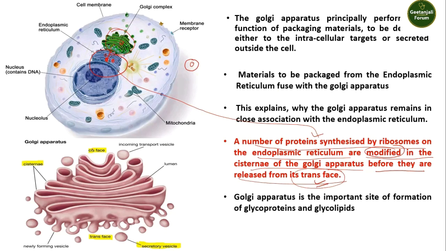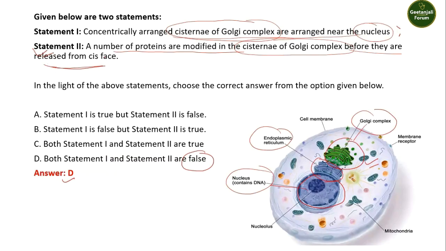You can see here, this is the cis phase and this is the trans phase of the Golgi complex. From the trans phase, you can see here the globular structures. These are the proteins and they are released from the trans phase. And in the question, they have said released from the cis phase. So they are not released from the cis phase. They are released from the trans phase. So that's why this statement is also wrong. So the answer is D. Both statement 1 and statement 2 are false.